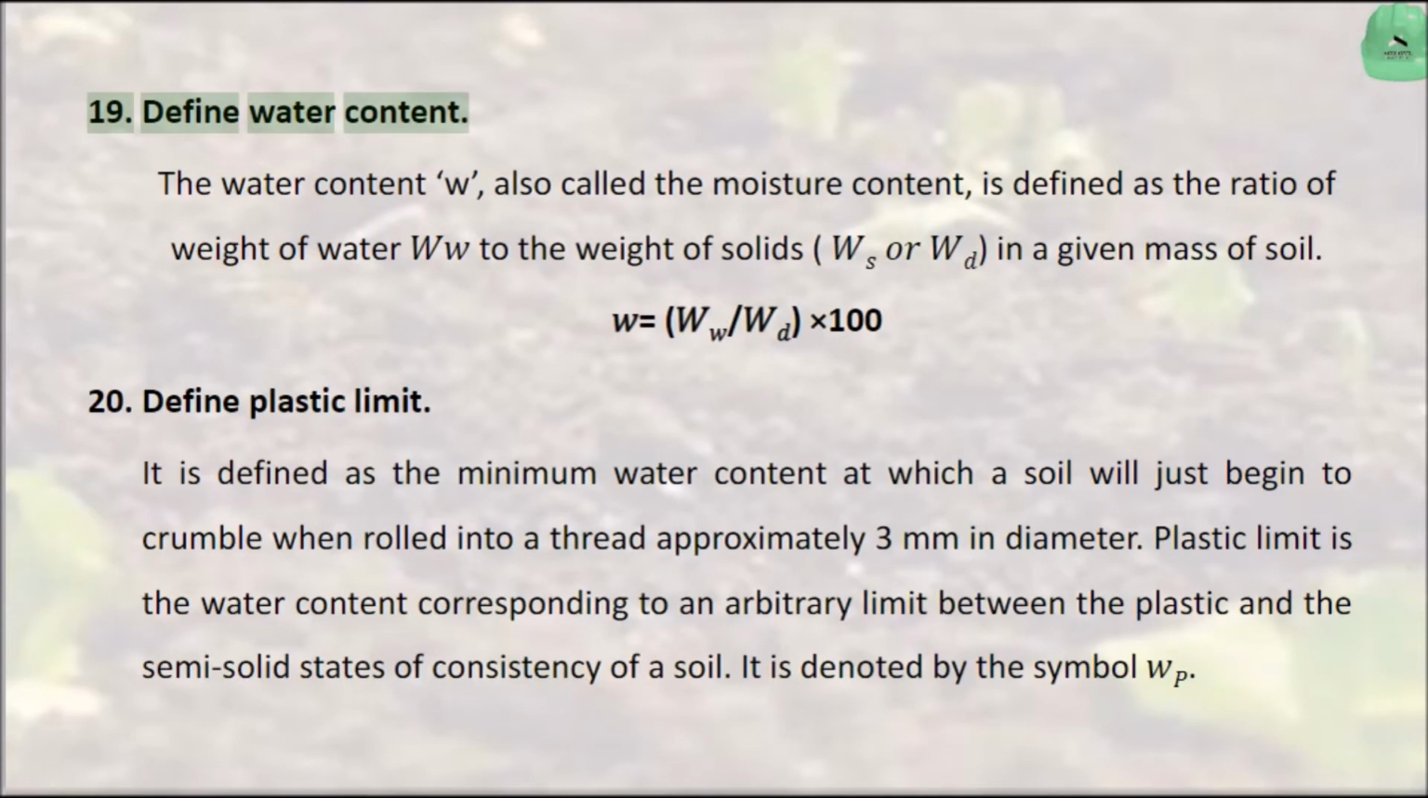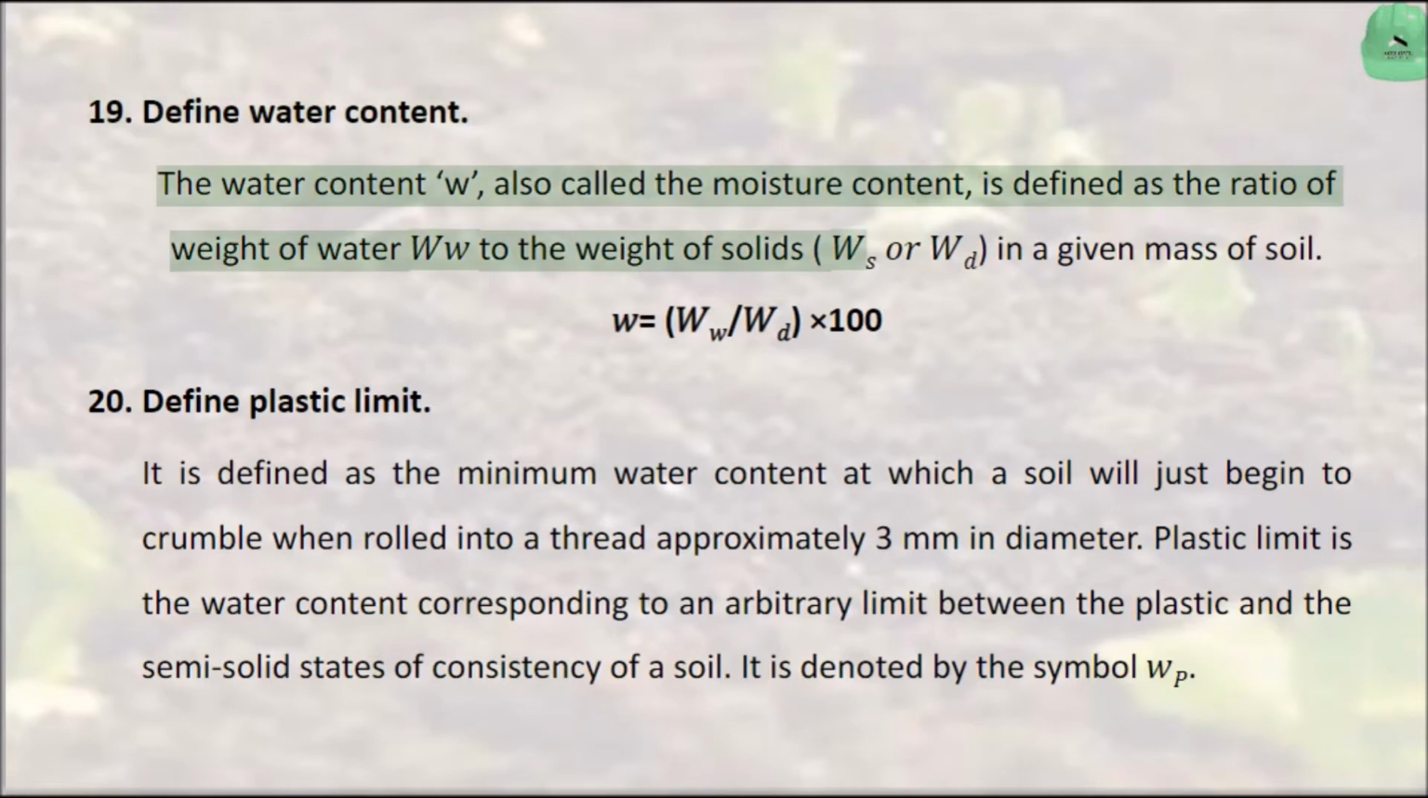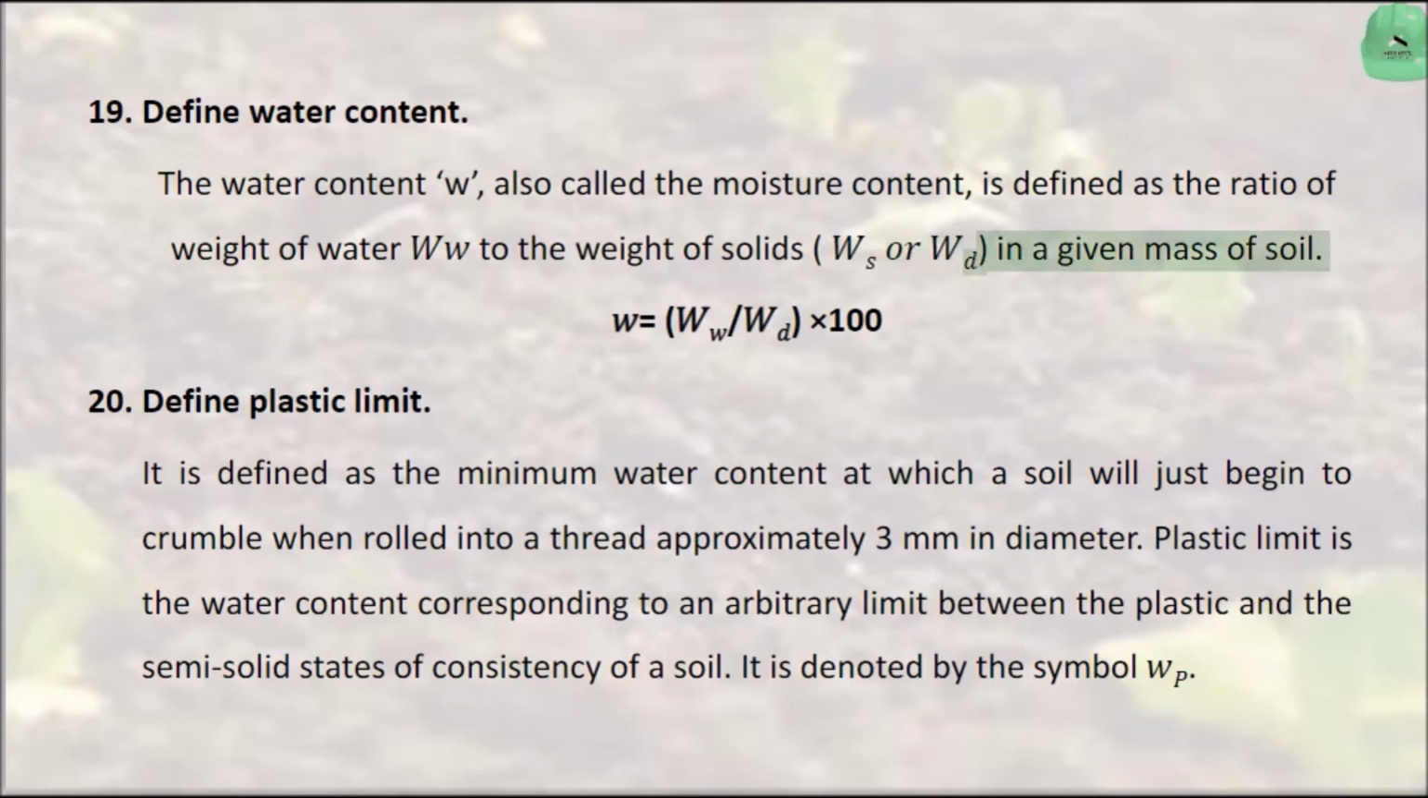Define water content. The water content W, also called the moisture content, is defined as the ratio of weight of water to the weight of solids in a given mass of soil. W equals Ww / Ws times 100.